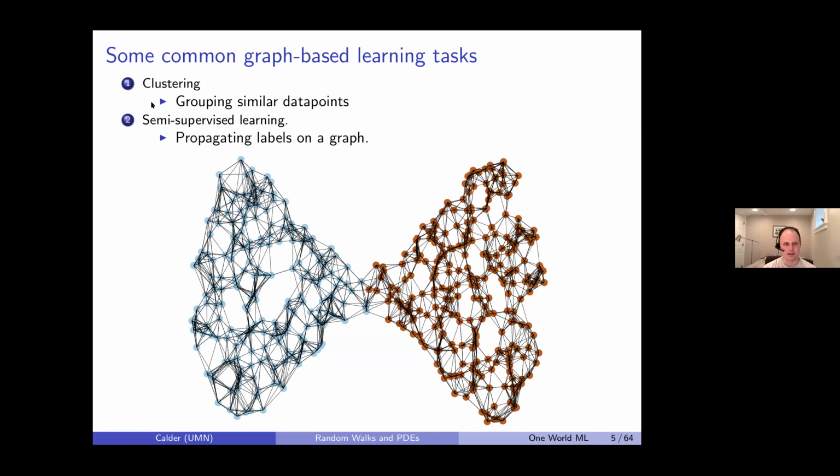And so graph-based learning tasks include things like clustering, like I was saying, so grouping similar data points together, or semi-supervised learning, which is propagating labels on a graph. So in this context, you might give a couple of the blue points and a couple of the red points labels as blue or red, and then say label the rest of the points in this graph. And then there are other applications like dimension reduction and embeddings and things like this.